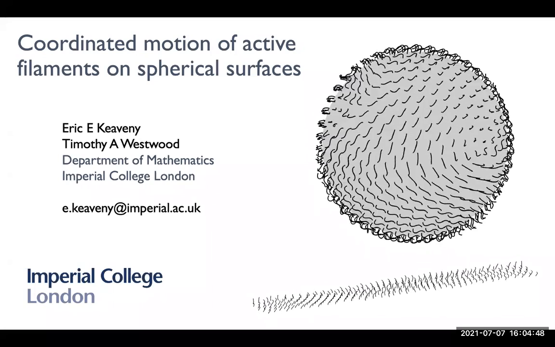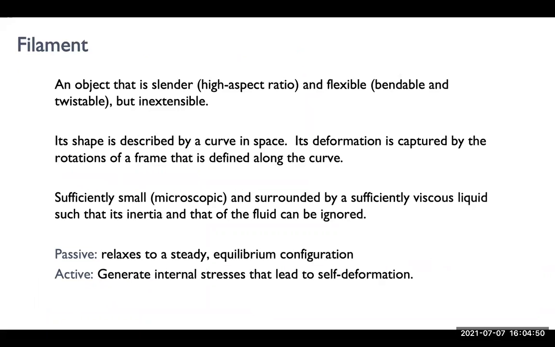Okay, and so just to get everyone on a level playing field, I'd first like to talk about the first part of the title, which is a filament. So what do we mean by calling something a filament? Really what I'm thinking about is an object that is slender, so it has a very high aspect ratio, and it's flexible and elastic, so you can bend it.